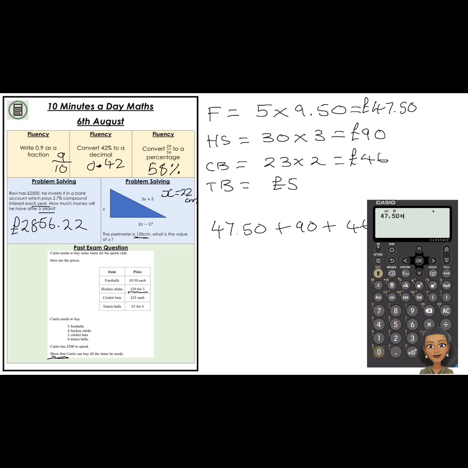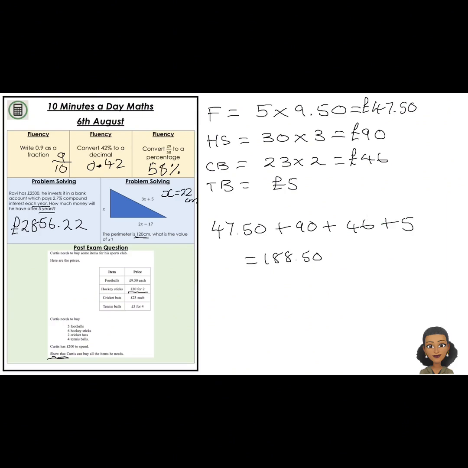So then in your calculators, you can see on the screen when I add them all together, I get £188.50. So we've just proven that Curtis has enough. And we can, if we wanted to, we can then write £188.50 is less than £200. So Curtis can buy all the items.